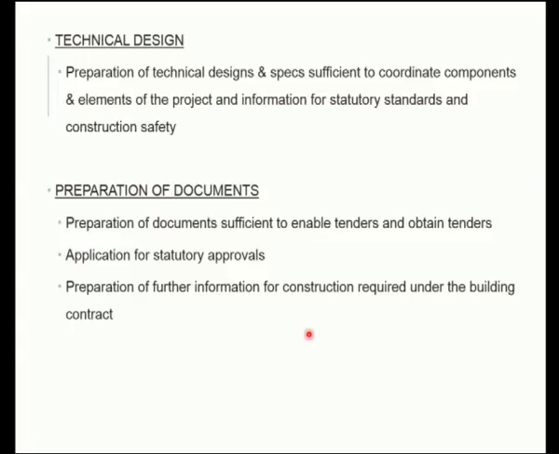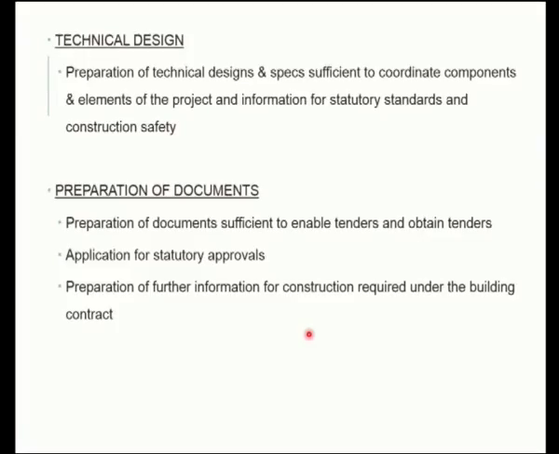Technical design: preparation of technical designs and specs sufficient to coordinate components and elements of the project, and information for the statutory standards and construction safety. So this is one important agenda.